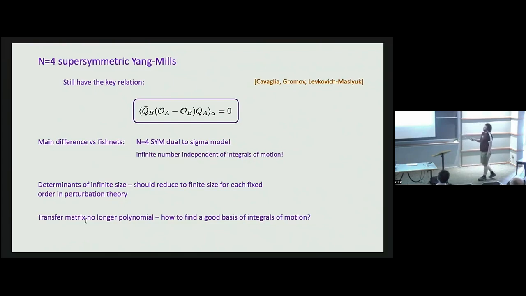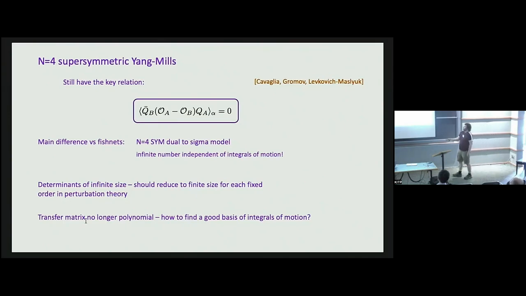The main difference versus the fishnets is that N=4 super Yang-Mills is of course dual to some nonlinear sigma model. In the fishnet theory, it's dual to a discrete chain of particles. So you have a discrete quantum mechanical system, which means all of your determinants are finite size. In this setup, you're essentially forced to deal with determinants of infinite size, and it is not necessarily clear how to work with these, or at least make them tractable. However, it's expected at each order in perturbation theory that these determinants will actually reduce to something of finite size, because this is of course true at the leading order.